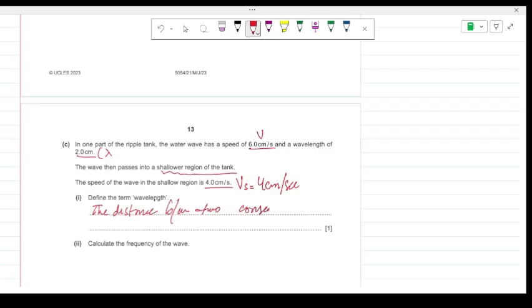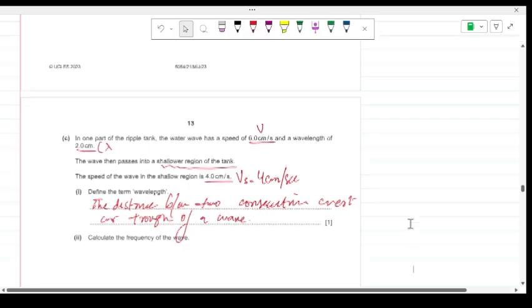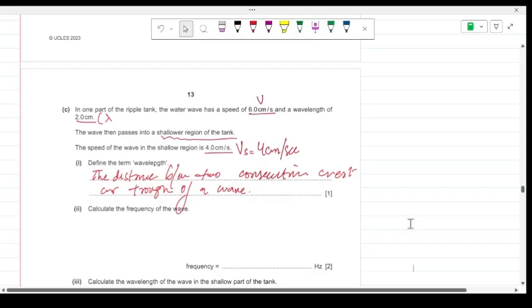So we can define the term wavelength as the distance between two consecutive crests or troughs of a wave. So this is known as wavelength. Now we have to calculate the frequency of the wave, which does not change. Whether the wave passes through the shallow region or the deep region, the frequency of the wave does not change. So we can calculate the frequency with the help of the above data.